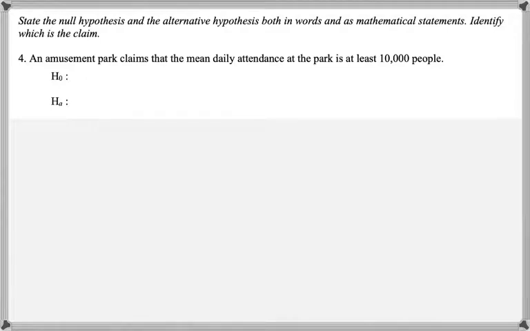An amusement park claims that the mean daily attendance at the park is at least 10,000 people. So that's the claim. And because they use the phrasing at least 10,000, that really means greater than or equal to 10,000, which has to be the null hypothesis because the null hypothesis uses equals to, greater than or equal to, or less than or equal to. So the null hypothesis is the claim.